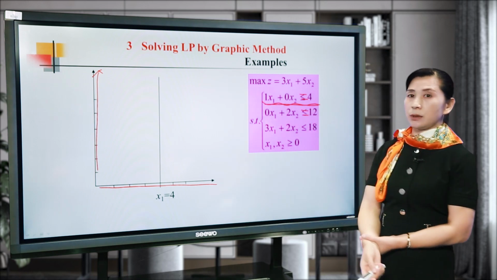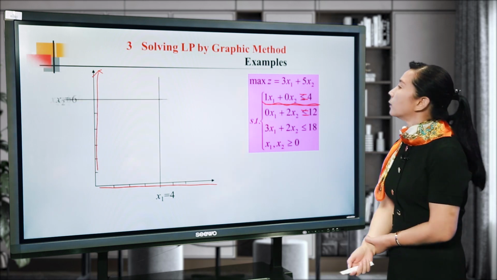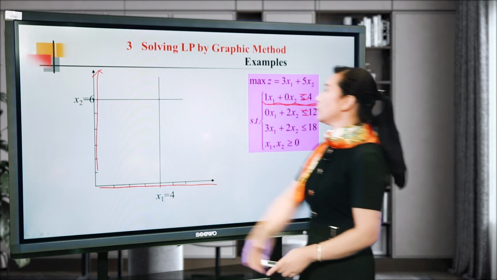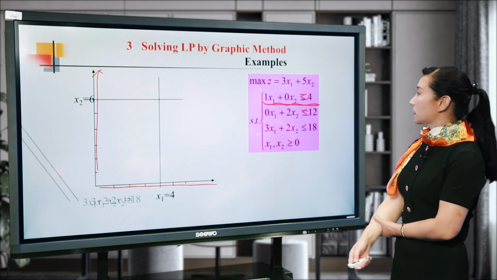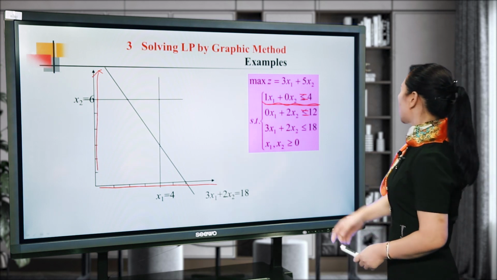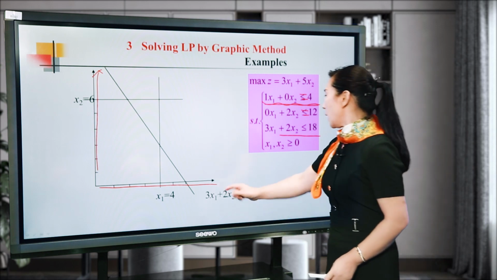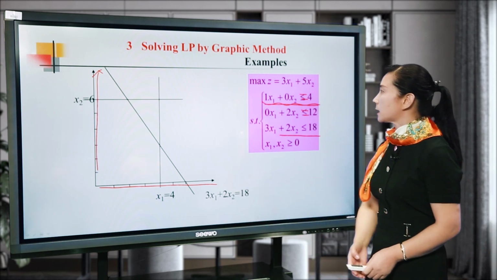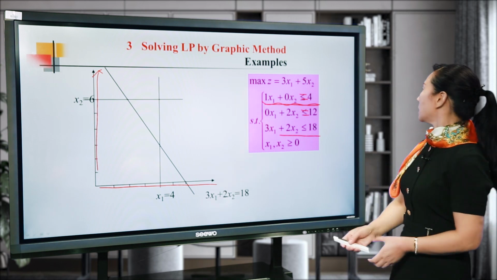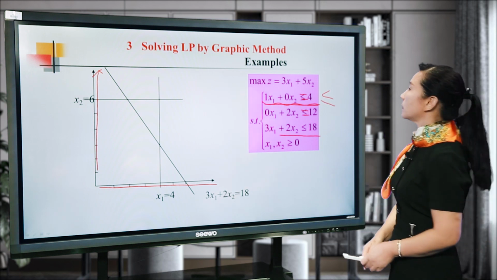And we set this as the second constraint, 2x2 equal to 12. We draw this line, x2 equals 6. And we draw the third constraint, this line. This line is 3x1 plus 2x2 equal to 8. And we decide that direction.